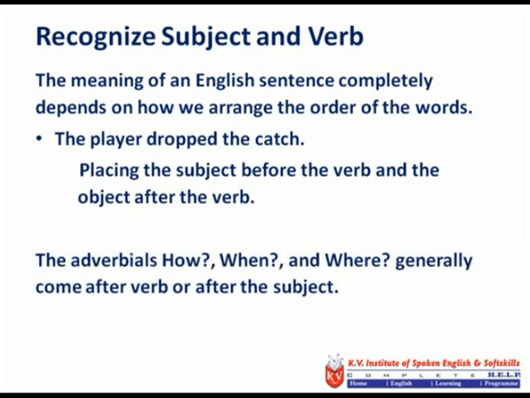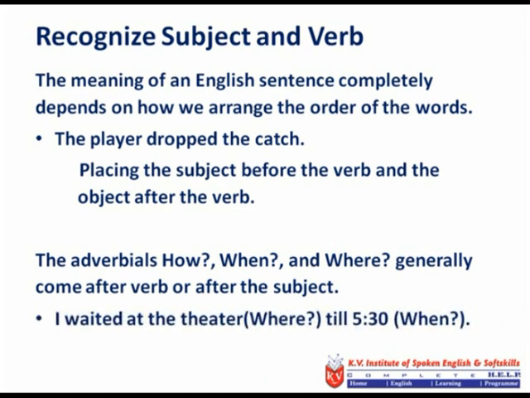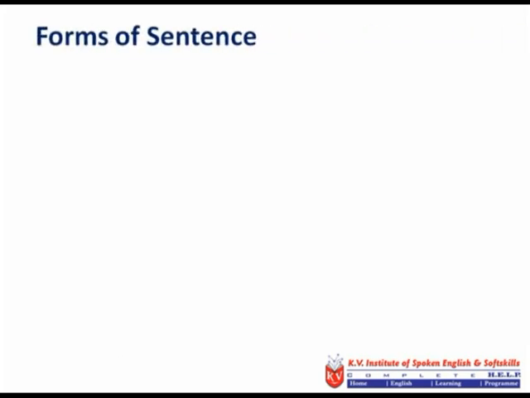By placing the subject before the verb and the object after the verb. The adverbials how, when, and where generally come after the verb or after the subject. I waited at the theatre till 5:30. I waited where? At the theatre. When? Till 5:30.